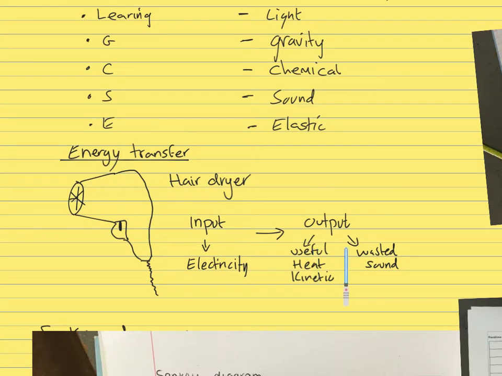As you can see here, I've split it into 2 categories. So heat and kinetic, because there's a fan there, it needs to move, it needs to blow your hair. So your kinetic is useful, your heat is useful because it's going to dry your hair. What's the wasted energy? Is sound. We don't need to hear the sound, but it produces a lot of sound and it's wasted energy there.